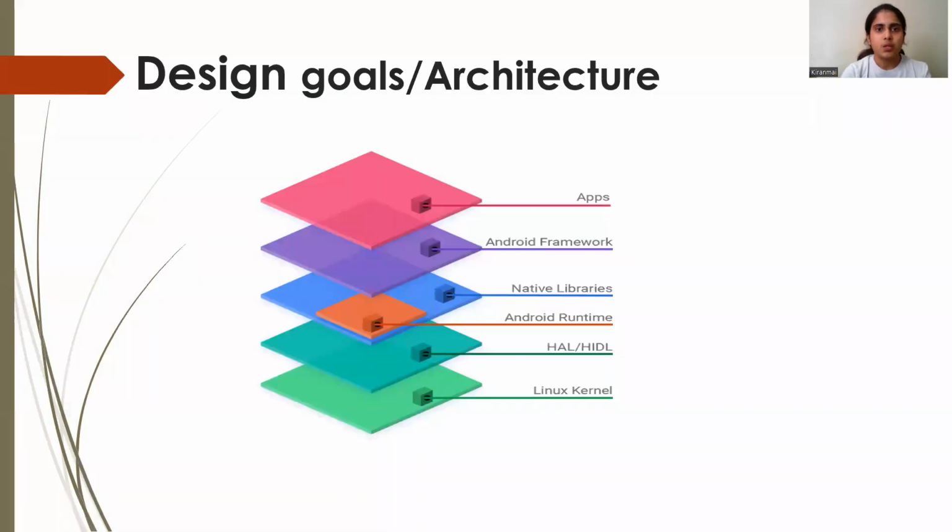And coming to the design goals or the architecture of the Android operating system, it mainly consists of the applications, the application framework, the native libraries, the Android runtime, the HIL or HIDL, and the Linux kernel. I'm going to discuss more about these in the next slide.